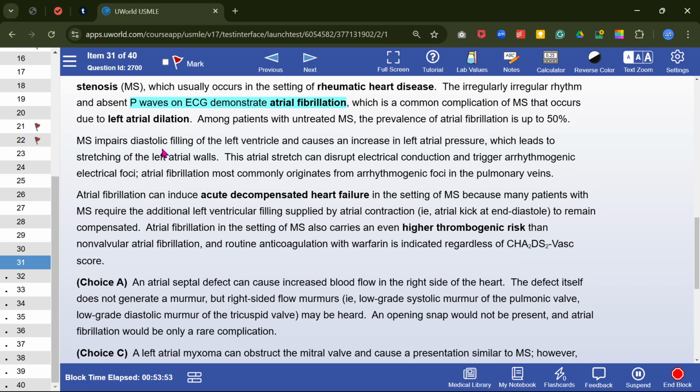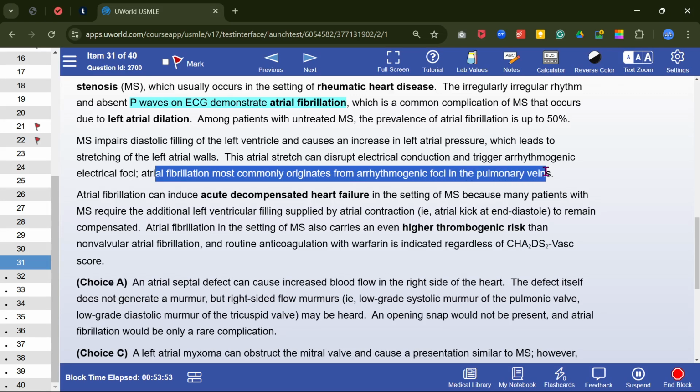Mitral stenosis impairs the diastolic filling of the left ventricle and causes an increase in the left atrial pressure, which leads to stretching of the left atrial wall. The atrial wall stretch can disrupt the electrical conduction and trigger arrhythmogenic electrical foci. Atrial fibrillation most commonly originates from the arrhythmogenic foci of the pulmonary veins.